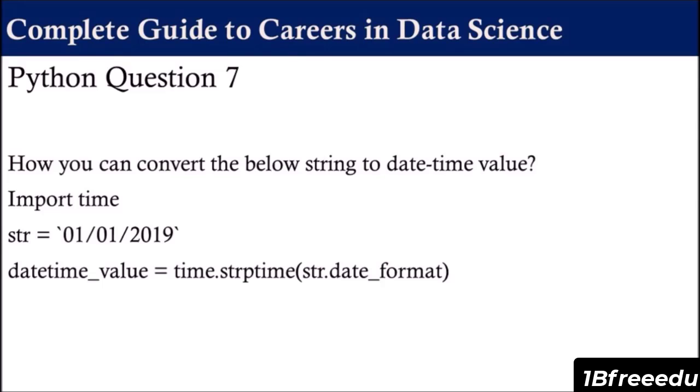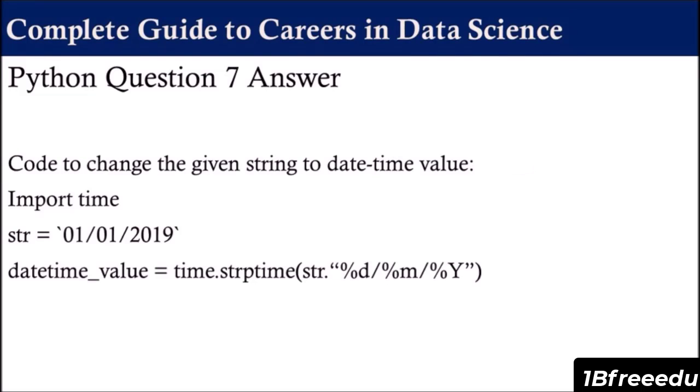The seventh question in Python is how you can convert the below string to date time value. Let's have a look at the answer. We just need to change the date underscore format in the given code to change it to date time value. We have to replace it with %d/%m/%y, and this should be under quotation marks. Best of luck. I will see you at the next question.